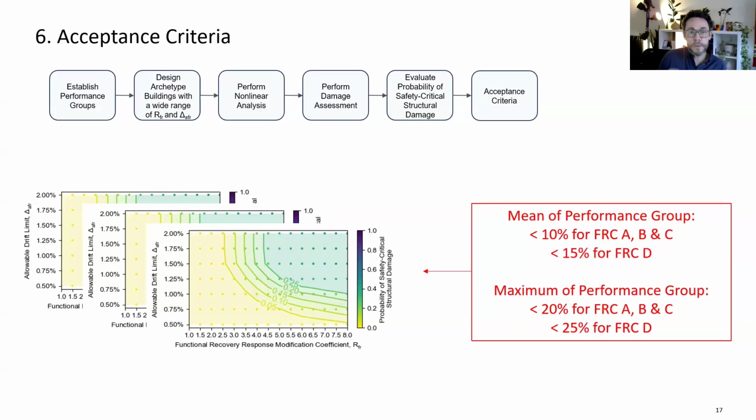So the use of both the mean and maximum acceptance criteria was introduced to address concerns that were raised during the development of these provisions for functional recovery performance. In particular, some members of the provisions update committee felt that selecting design parameters for the worst performing archetype would be unnecessarily conservative. So this is why we introduced this approach.